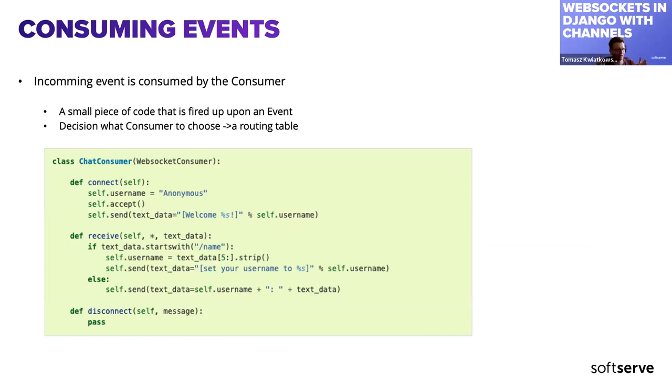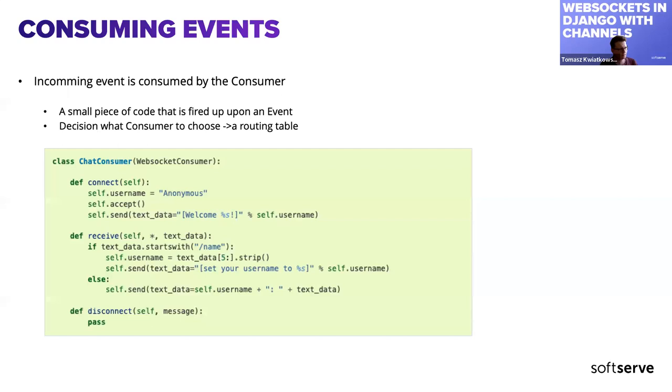So we have events, and those events need to be handled, or rather, as the channels documentation says, consumed. Channels introduce something called a consumer, which is a small piece of code that will be fired up once the connection is attempted, in order to establish the communication.